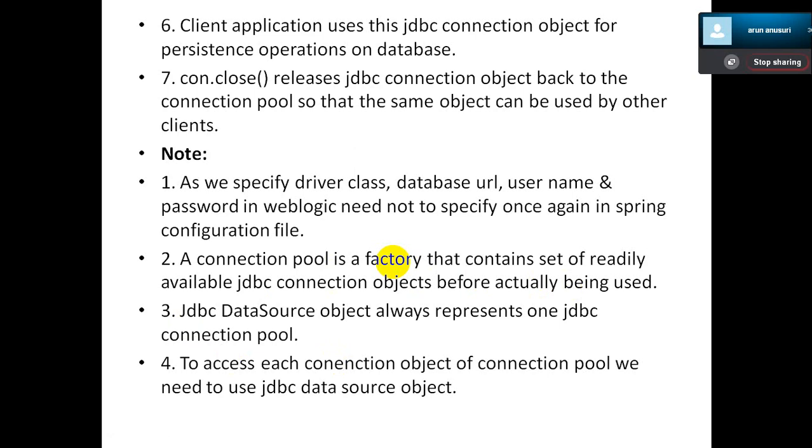So that's it. We'll get the connection object with the driver class, URL, username and password, whatever we have specified in WebLogic. A connection pool is a factory that contains a set of readily available connection objects before actually being used. A JDBC data source object always represents one JDBC connection pool. To access each connection object of the connection pool, we need to use the JDBC data source object.